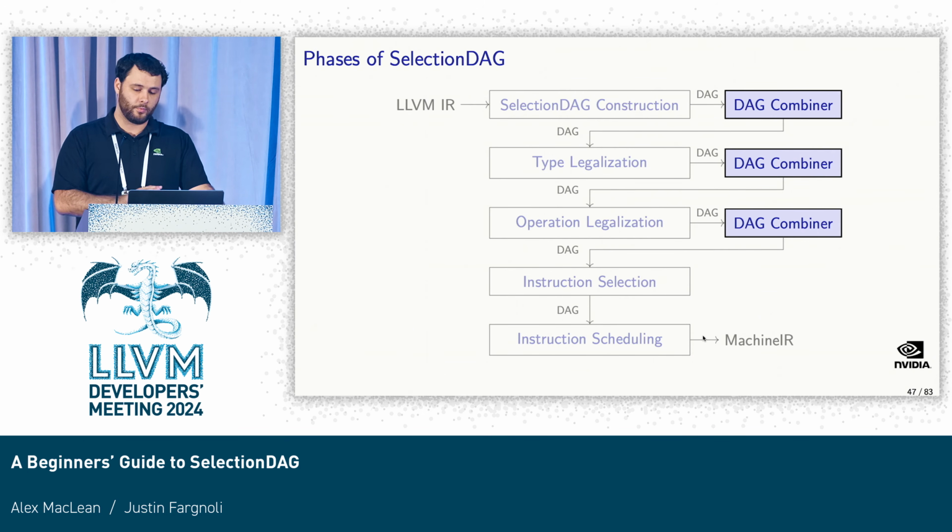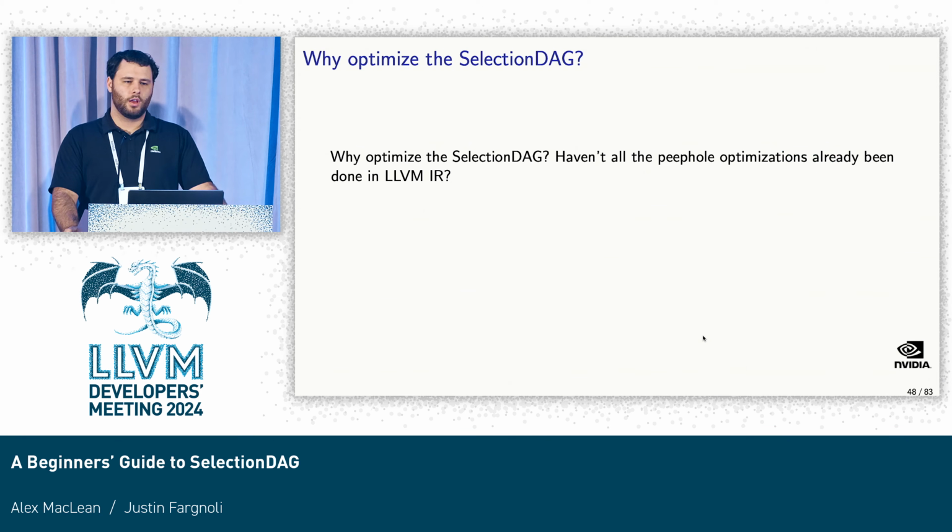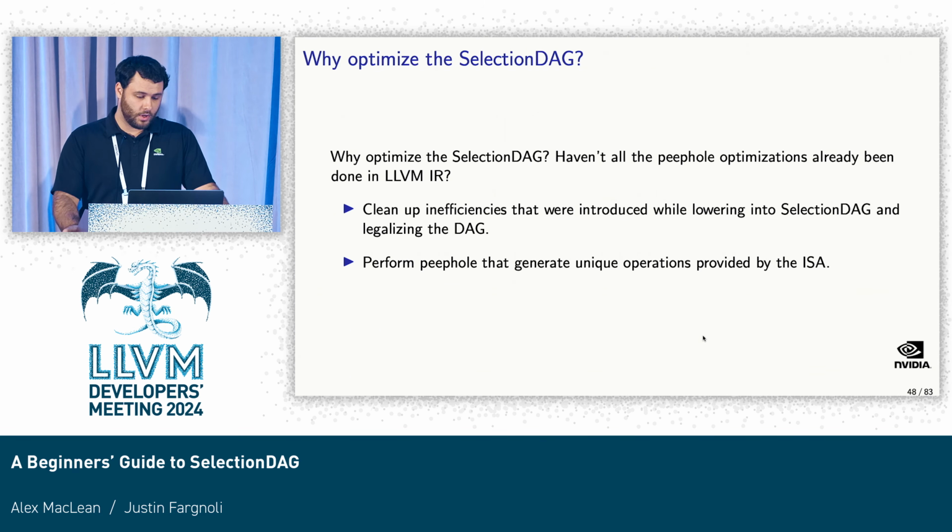But before we do that, let's look at DAG Combiner. DAG Combiner is how we perform peepholes on our selection DAG. But you might be asking, why are we doing this in the first place? Haven't we already implemented all our peephole optimizations in LLVM IR? Well, for one, we want to clean up any inefficiencies we introduced while lowering into the selection DAG and legalizing it. We also want to generate unique operations that are provided by our ISA that might be faster than the set of default operations that SelectionDAG gives us.